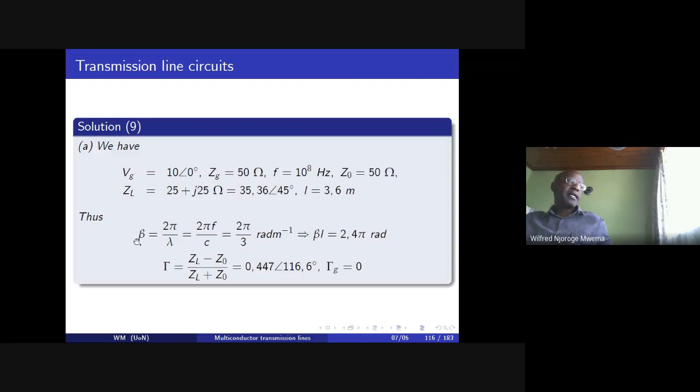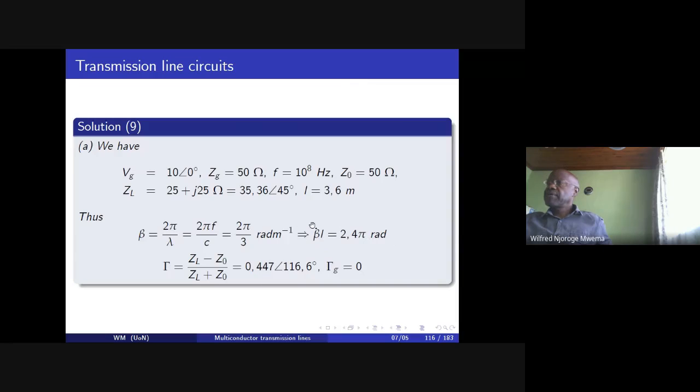And therefore beta can be computed as 2π/λ, which is just the same as saying ω/c, and we get a value of 2π/3, that is 2/3 π radians per meter. Therefore, if we multiply that by the length of the line, we get a value of 2.4π radians. So βL is what we refer to as the electrical length of that line.